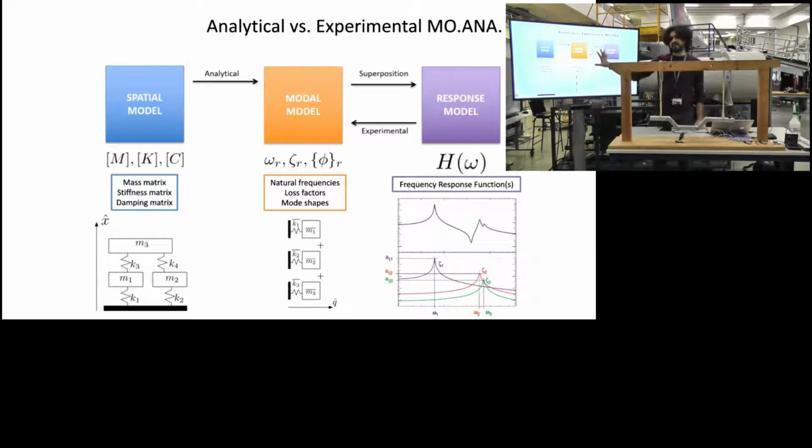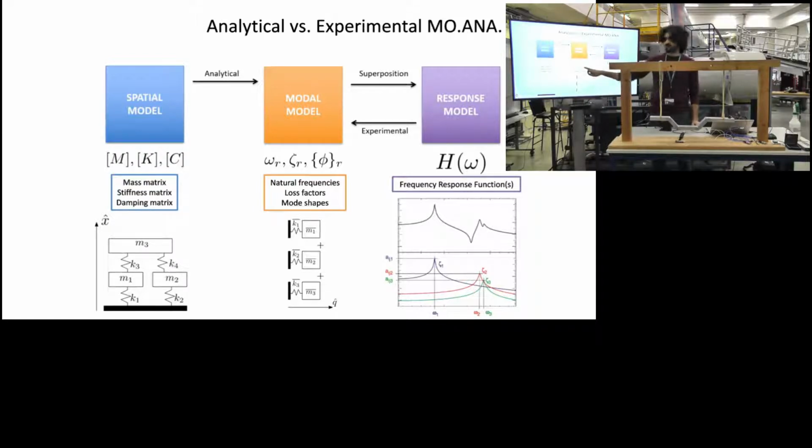As I was saying, we have three kinds of models. There's the spatial model, which is usually obtained when you do your FEA, your finite element analysis. This gives you a mass matrix, a stiffness matrix, and a damping matrix. And with the analytical modal analysis, what you do by hand or with software on your computer, you can extract the so-called modal parameters of the structure, which are natural frequencies, loss factors, damping ratios, and mode shapes.